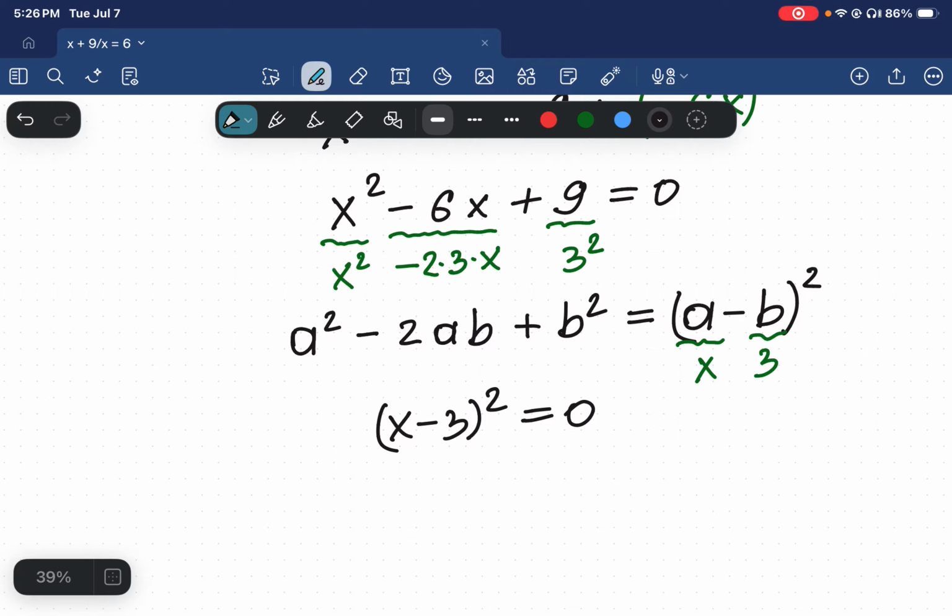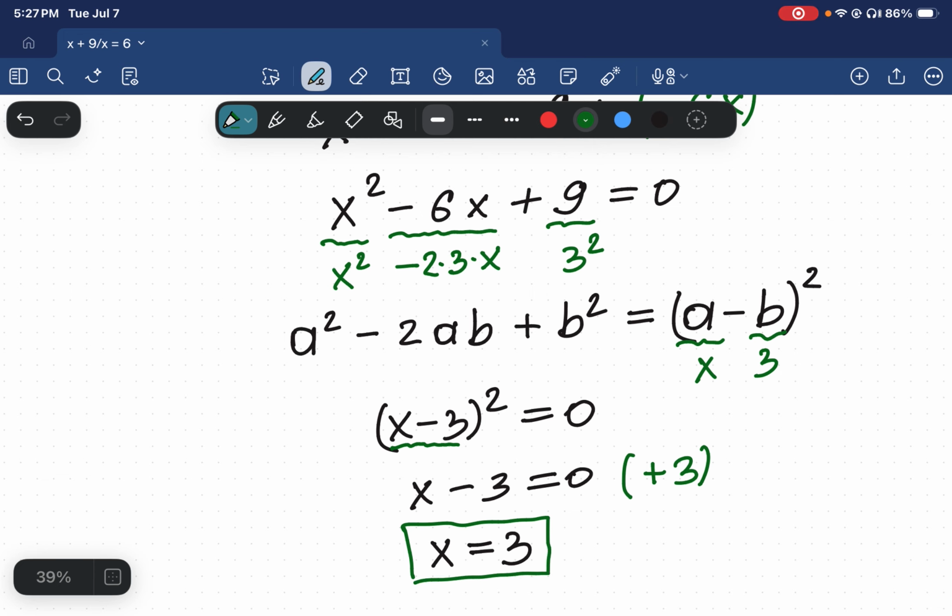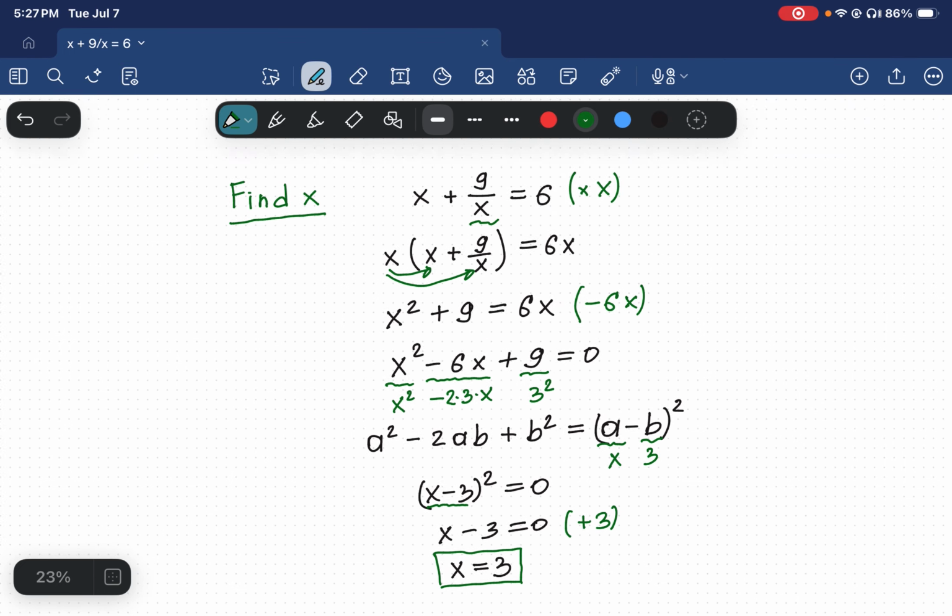A square equals 0 only when the quantity being squared equals 0. In our case, it's x minus 3. x minus 3 equals 0, and x equals 3. Well, we add 3 to both sides because we want to do everything by the book. And this is our solution, x equals 3.